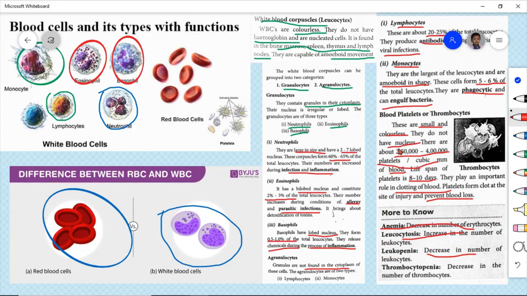Then write about blood platelets. That they are very small and colorless. Then you have to write the number, then the lifespan, then the function of blood platelets. These are the points on how to write about blood platelets. And from here one 7-mark question is: explain about the WBC and its types. You have to write the types of granulocytes and agranulocytes fully. Understood? Okay.